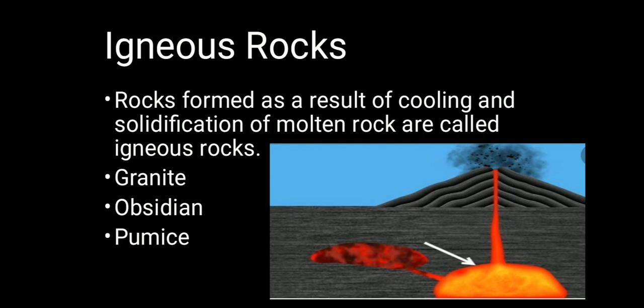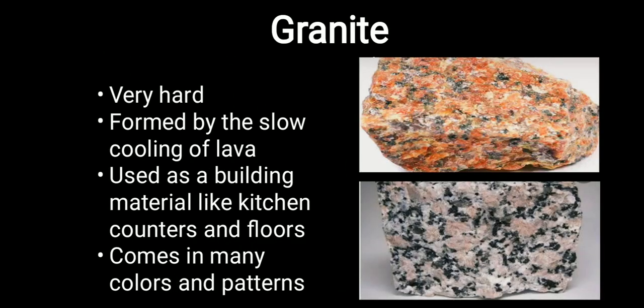Molten rock when inside the Earth is called magma, and when it flows out onto the surface, it is called lava. Almost 95% of the Earth's crust is made up of igneous rocks, and examples of igneous rocks are granite, obsidian, and pumice. So let us take the first one, that is granite. It is very hard and is formed by the slow cooling of lava.